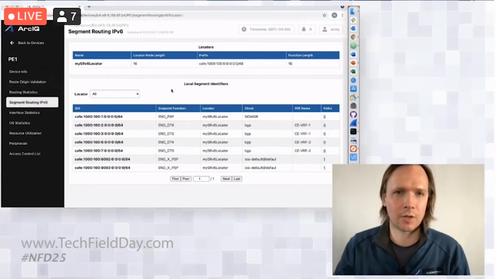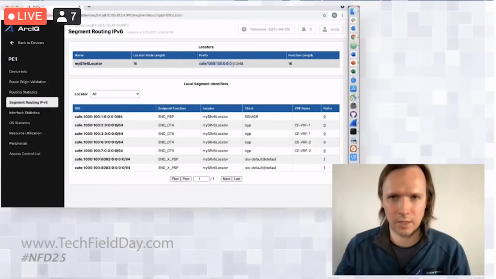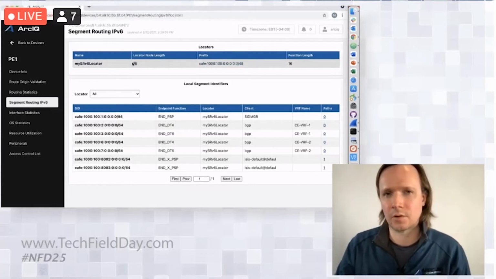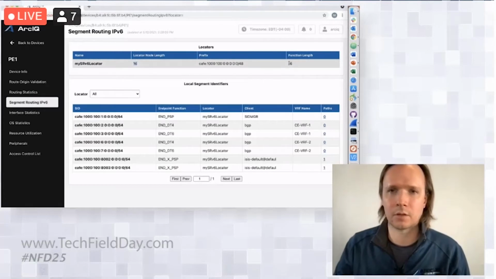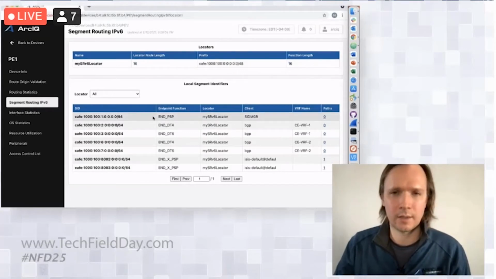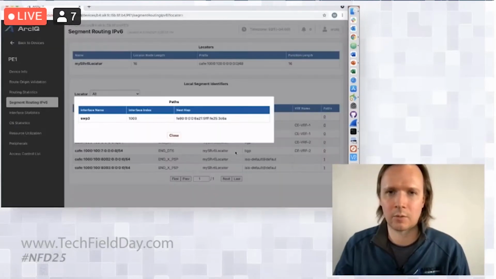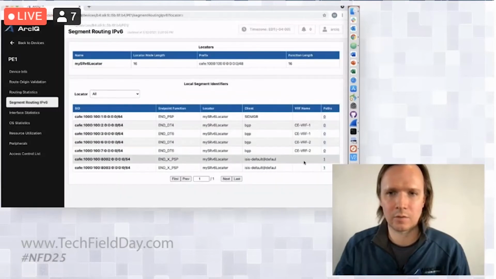And in the segment routing IPv6 dashboard, we can also see what locator is configured. And this is that cafe:1100::/48, as well as some fields known as locator node and function length, which apply to what range of this address is used for SRv6 function and arguments. And then the local segment IDs that have been allocated by our SID manager. And you can see here again the End.DT4, DT6 for VRF1 and VRF2, as well as the ISIS or IGP associated SIDs and End.X. In addition to that, we have paths for End.X that show which interface will be taken for that End.X SID.